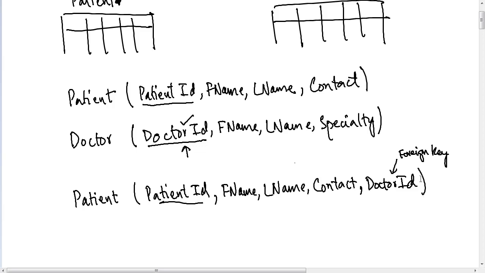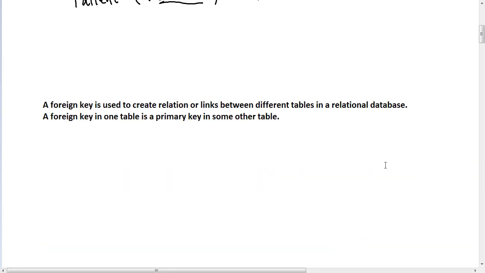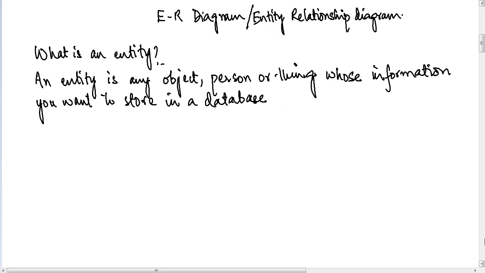By basic definition, a foreign key is used to create relations or links between different tables in a relational database. And a foreign key in one table is basically a primary key in some other table. Now that we've understood the role of the foreign key, let us take a look at the entity relationship diagram. First of all, what is an entity? An entity is any object, person or thing whose information you want to store in a database.